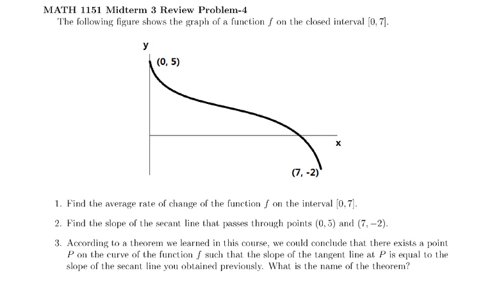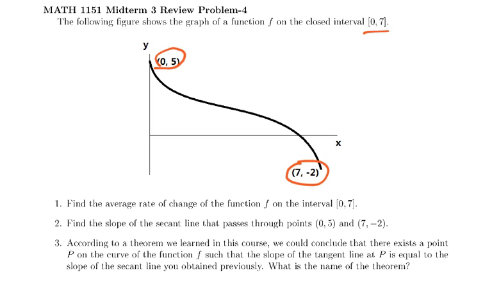Now we look at problem 4, and over here we have a graph of a function f on the closed interval from 0 to 7. From this graph we can see that when x equals 0, f(0) equals 5. That is the left endpoint. And when x equals 7, f(7) is equal to -2. That is the right endpoint.